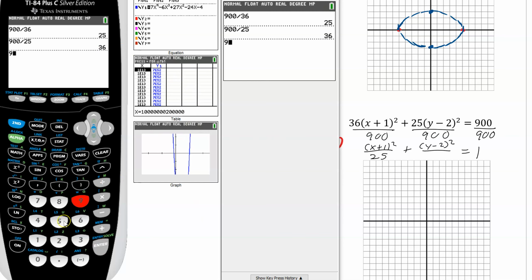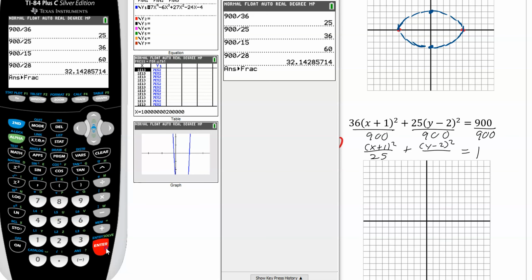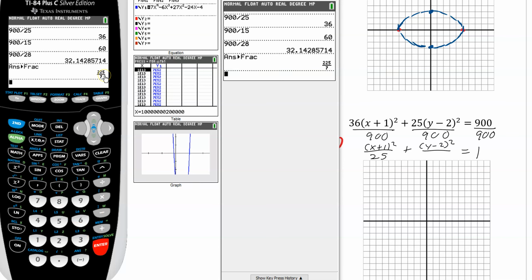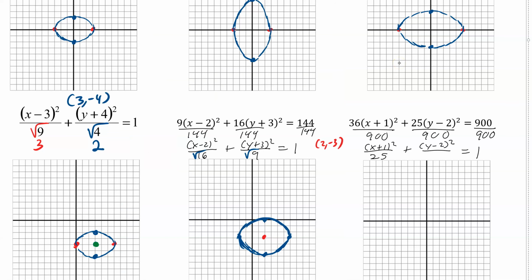So like if you had something like 900 divided by 15, you could then get 60, right? And if you did 900 divided by, say, 28, you get this. But now if you hit math and fraction and hit enter, it will tell you what your denominator is. So if it was 900 divided by 28, you would put 225 sevenths. But we didn't get that. We got 36. So 36. And then we do our square root.